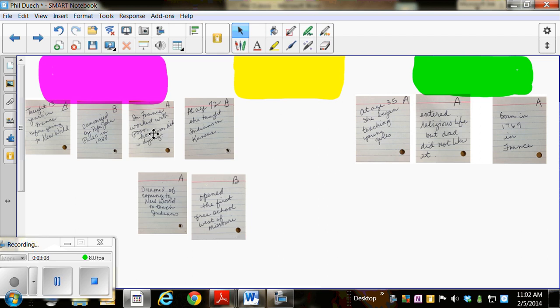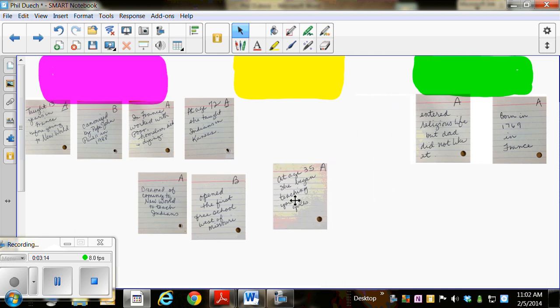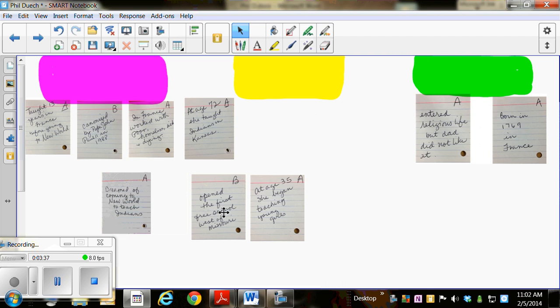She was born in France. She began teaching young girls. Maybe that. It's important to know that when she was doing this, she was not yet at the New World. She was still in France on this card right here. Notice my cards have A and B. Why A and B? To mark the sources. Good. Okay. So maybe I could say, well, she had some dreaming here.